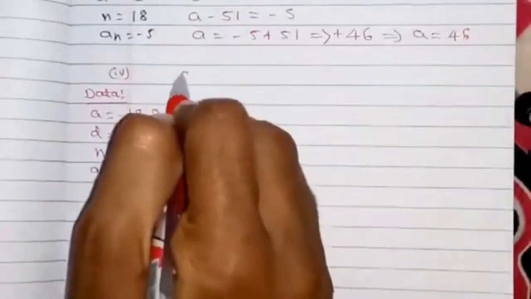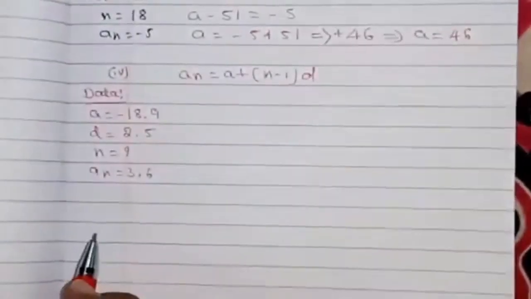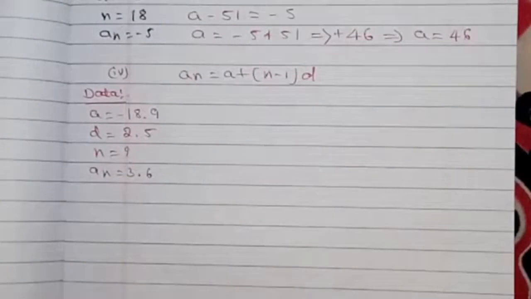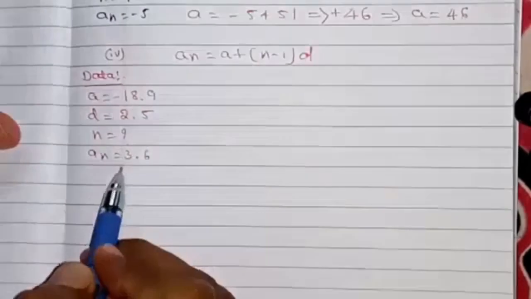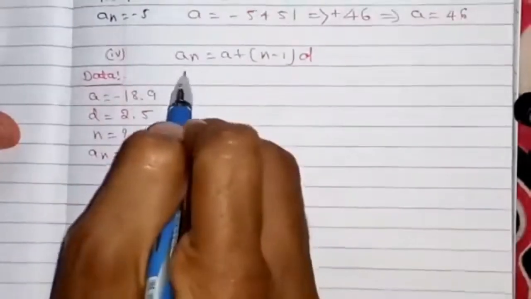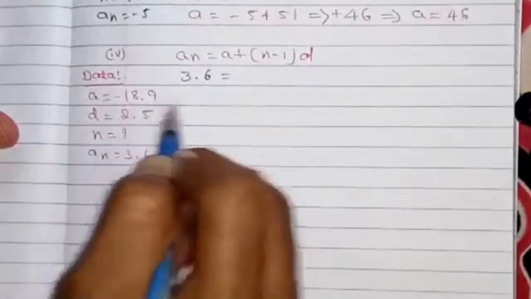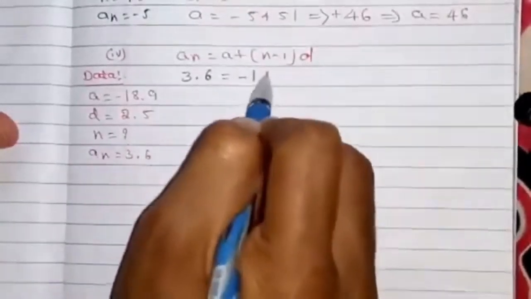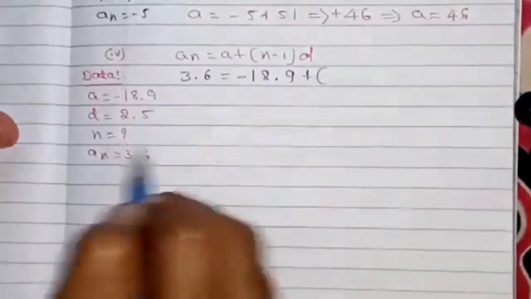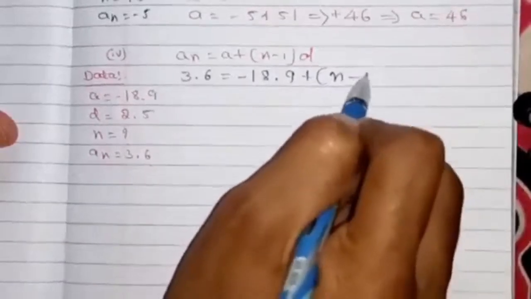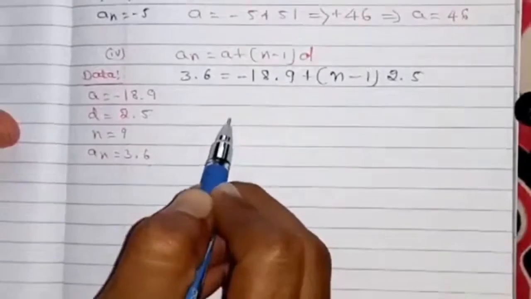Now what is the formula? An is equal to a plus n minus 1 into d, right? Now simplify this. Now children, here what is the value of an? They have given it, it's nothing but 3.6, so therefore 3.6 is equal to a, which they have given as minus 18.9, so minus 18.9, here plus is there, so plus n, which we need to find out, minus 1 into d, which is 2.5.